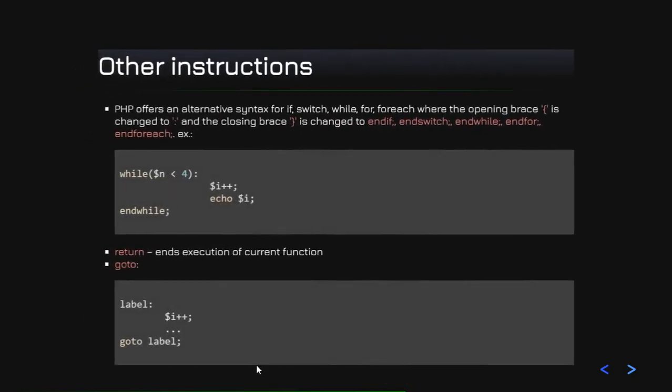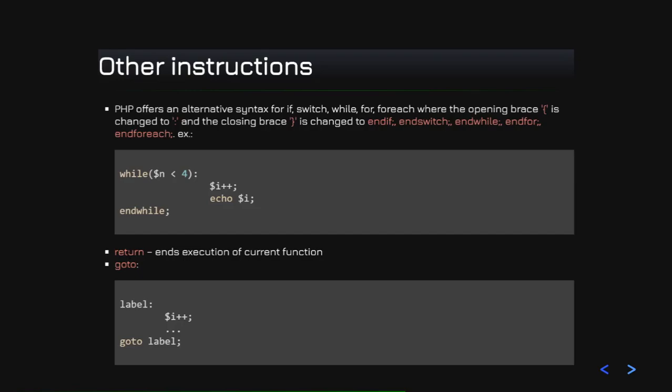Some other instructions: instead of writing curly brackets for a block like this, we can write a colon like this, and then end the block using endwhile for while, or endif for if, or endswitch for switch, or endfor. Okay. We also have return to return from a function.